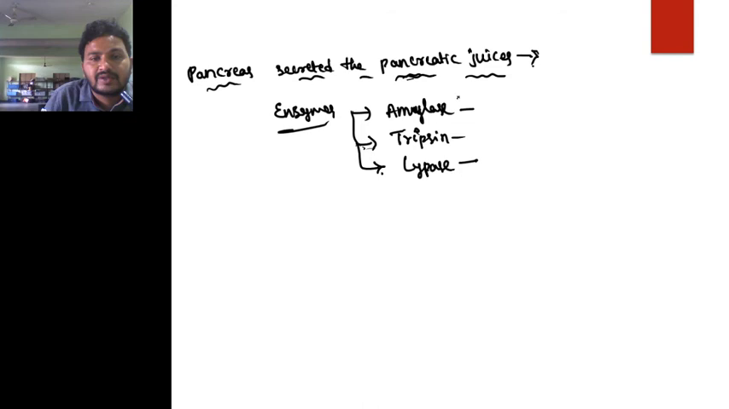The first one is the amylase. So salivary amylase also acts on carbohydrates. You know, in our mouth there are 3 pairs of salivary glands. The 3 pairs of salivary glands secrete the salivary amylase. The salivary amylase acts on the carbohydrates, and the product released is maltose.